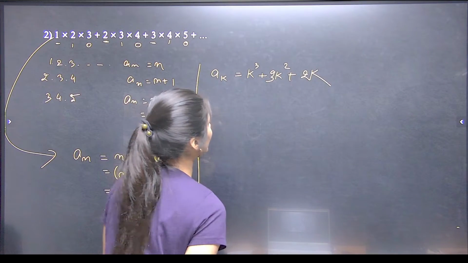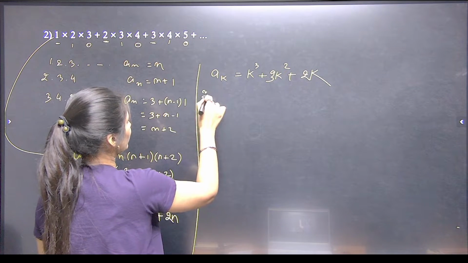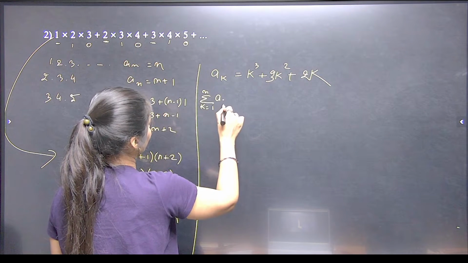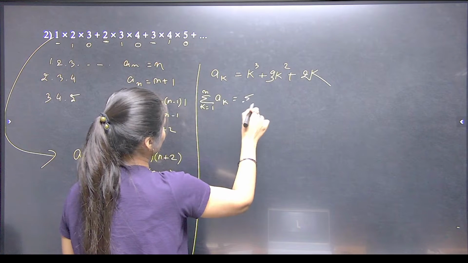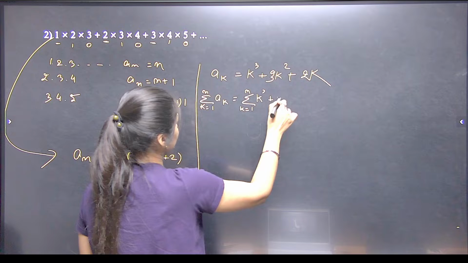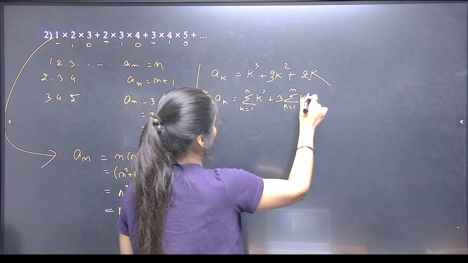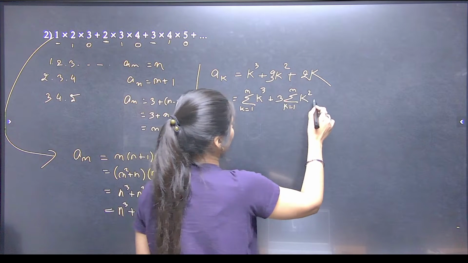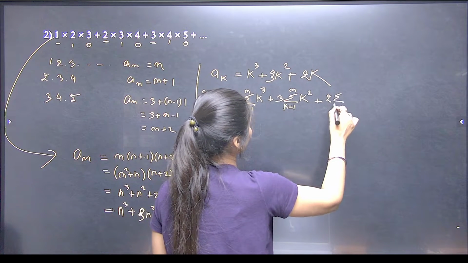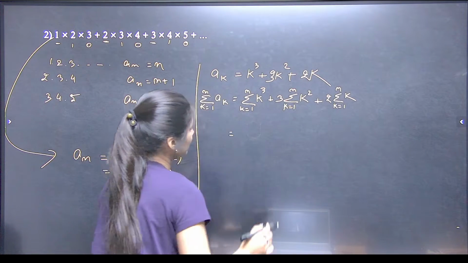And the next step is we have to put the summation sign. So it is summation k from 1 to n of a_k, which is equal to summation k equal to 1 to n of k cube, plus 3 into summation k equal to 1 to n of k square, and then 2 into summation k equal to 1 to n of k. Now see what it says, k cube.